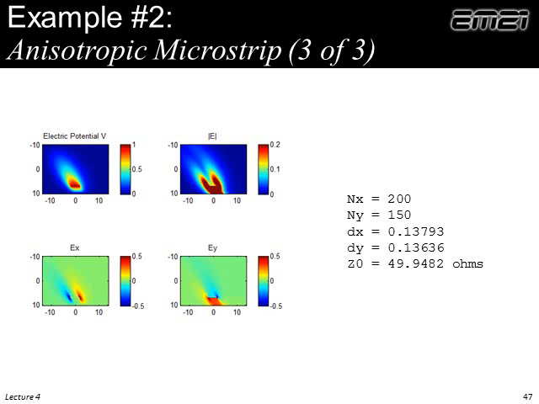So when we do that, look what happens. The field is following that new direction. It's rotated to the left by 30 degrees, just as we would expect. And when we do that, the impedance is now almost 50 ohms.